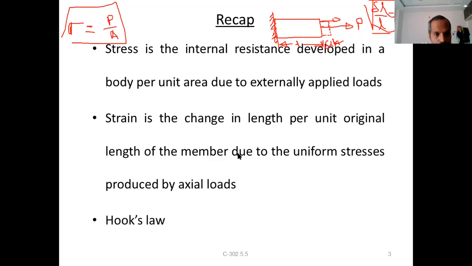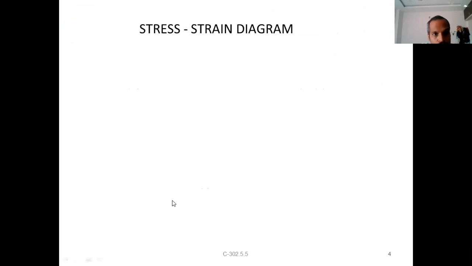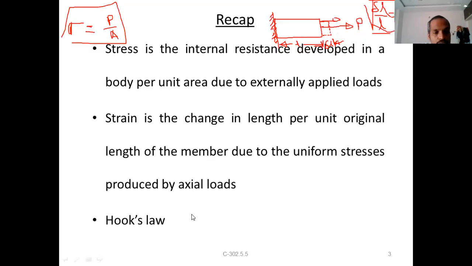Now let us go to Hooke's law. We have discussed it already, but it is a very important concept. Within the elastic limit, the stress is proportional to the strain. That's what we discussed in the last class. If stress is proportional to strain, then if you remove the proportionality, you will get a proportionality constant.